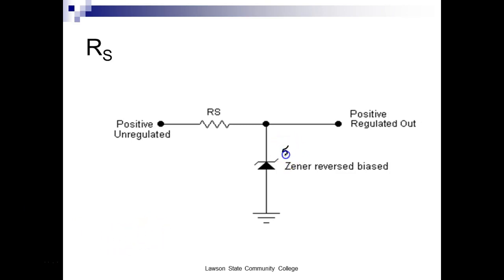So let's say I have a 5 volt Zener. And let's say I come over here and put 7 volts on there. How much voltage is RS going to have to drop? 2 volts. All right. So let's say I put a load out here that requires, at 5 volts, 200 milliamps.